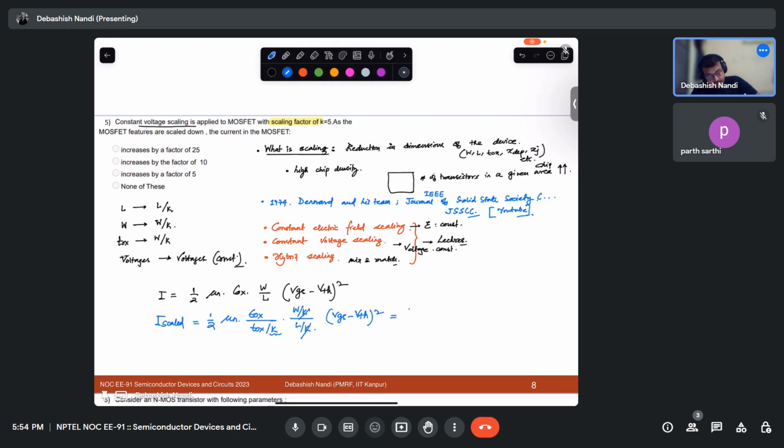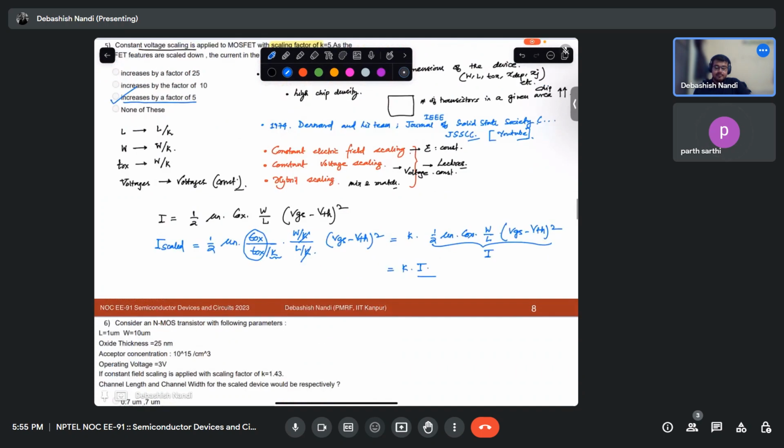So you will have K times half mu n Cox W over L. This Eox over Tox I am writing again as Cox, and VGS minus VTH whole square. So this part is your I, so K times I. So in constant voltage scaling, your current will increase by a factor of K. So if K is 5, current increases by a factor of 5. So this is how you go about solving this kind of problem.